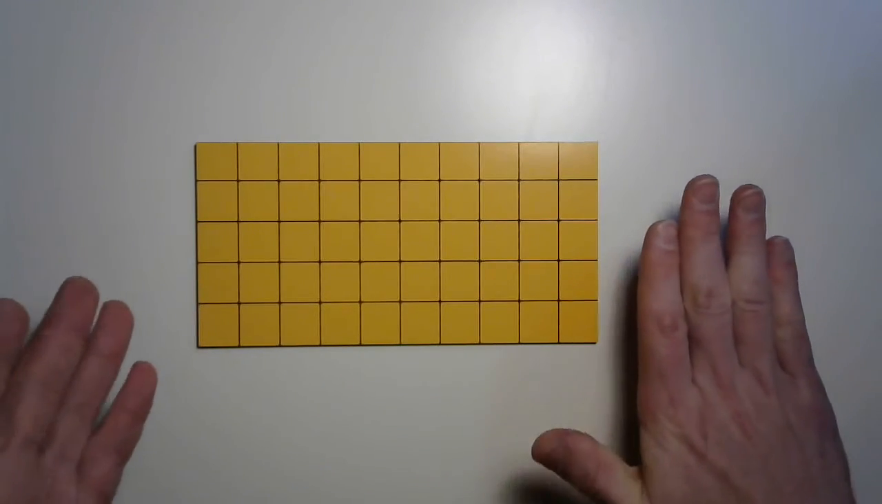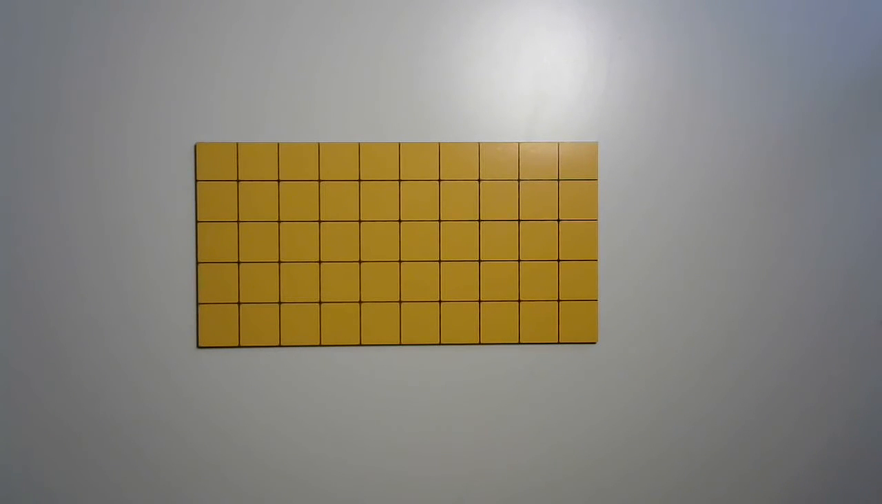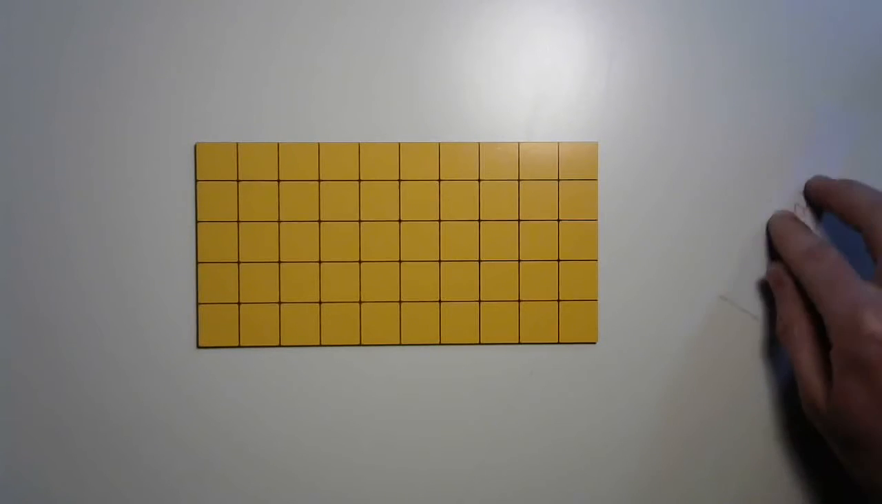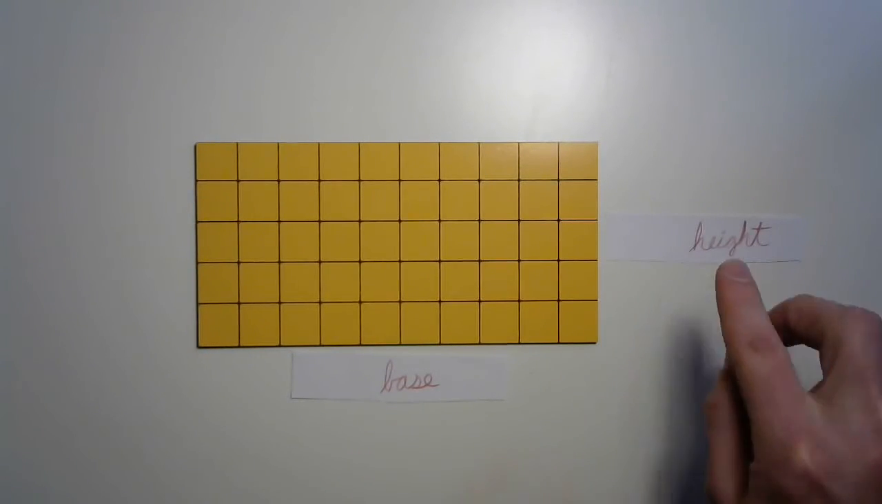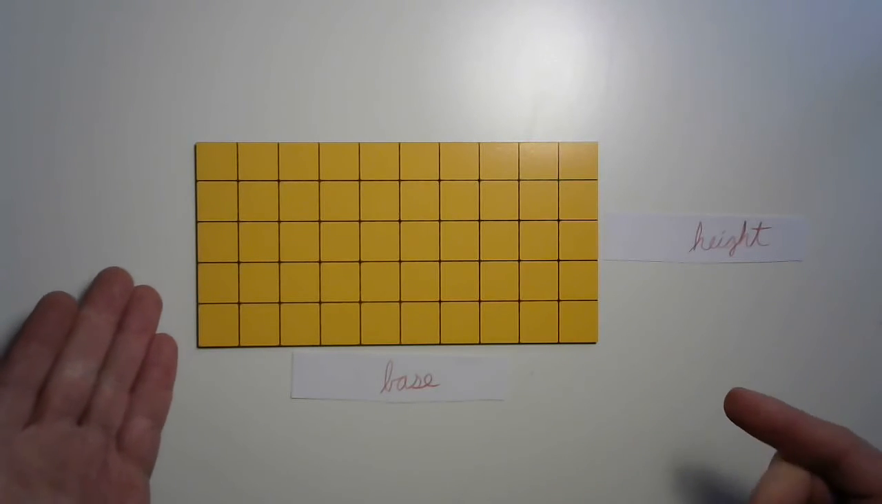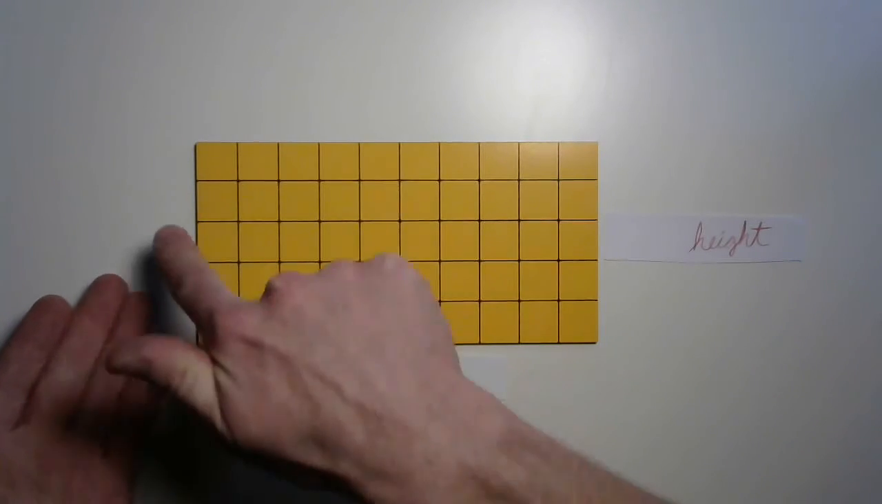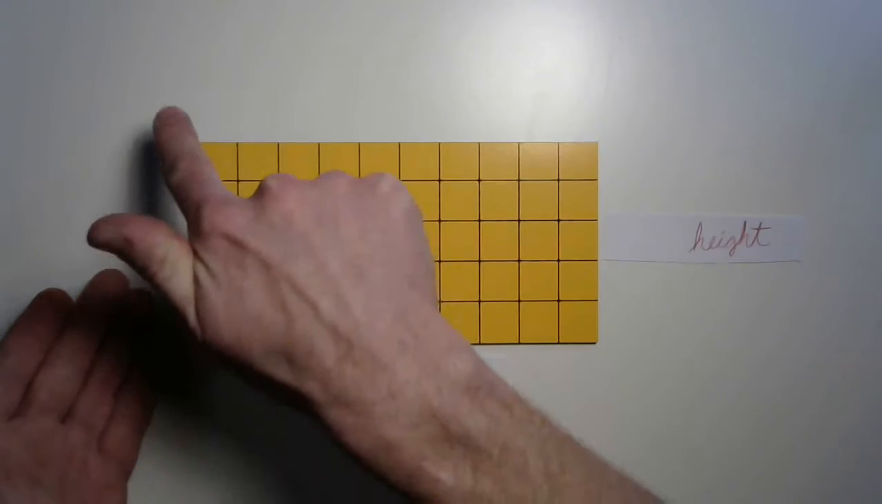Now this is a rectangle, and I know you've already had this lesson and you're able to count up these numbers, but let's go in a little bit more depth and really look at the labels for these as well. We have the base and the height, two very important parts of the rectangle, and also the perimeter being the distance around the rectangle.